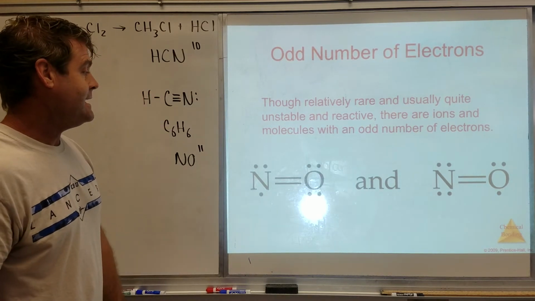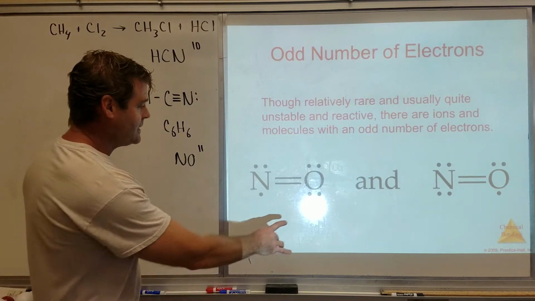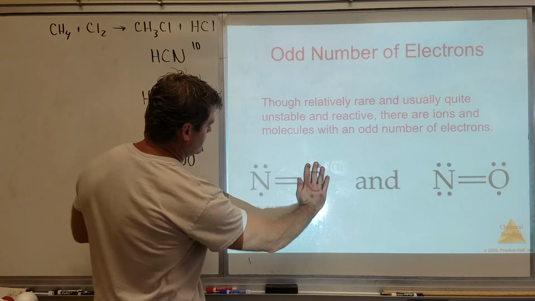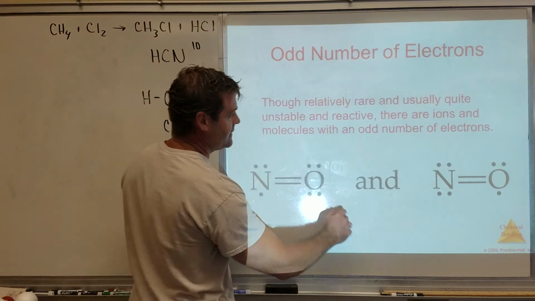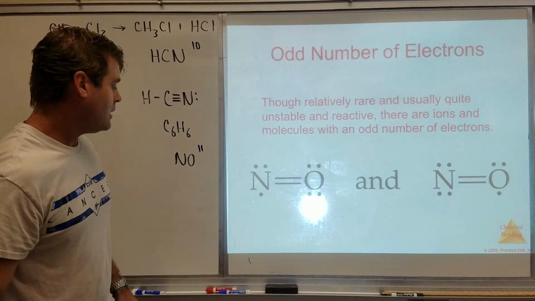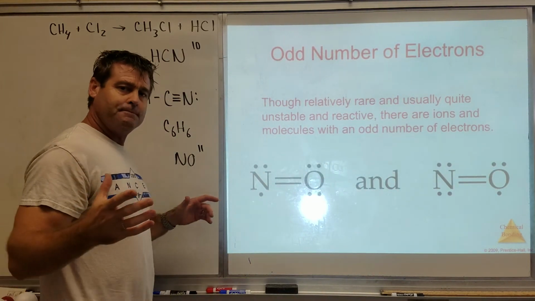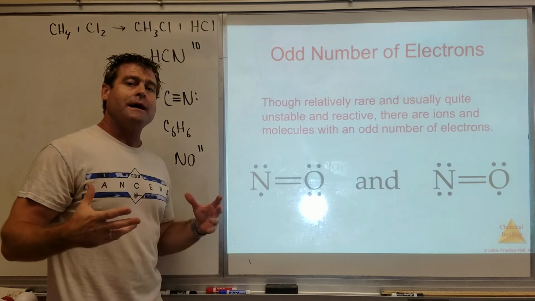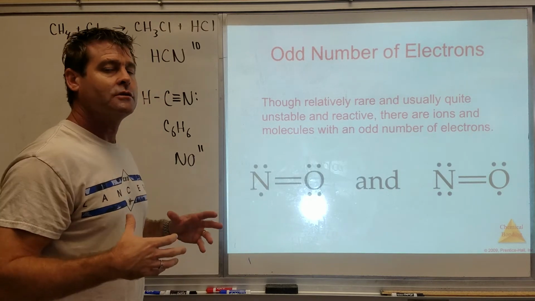And you can see in both cases, there is an exception. You can see octet satisfied for oxygen, but here, 2, 4, 6, 7. And the same thing here, 2, 4, 6, 7 for the oxygen. That's what we call a radical. And you can imagine, because you don't see those very often, you might imagine, oh, those are probably unstable. And so those are free radicals.